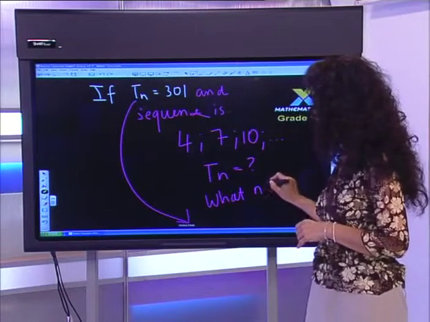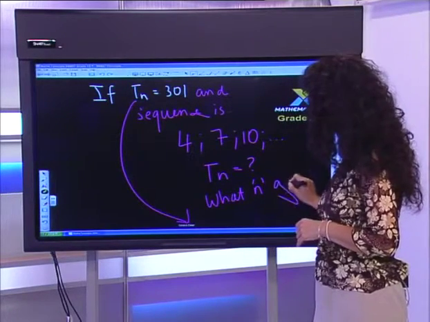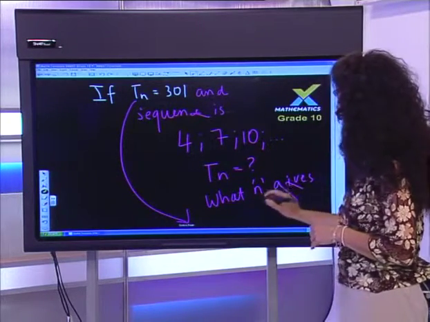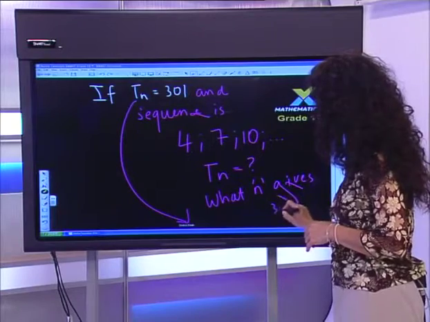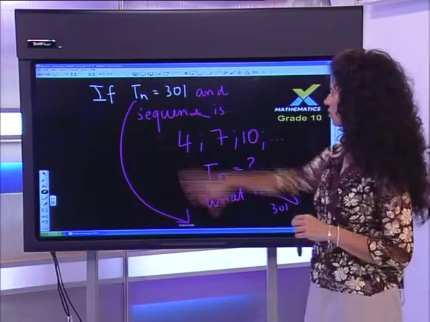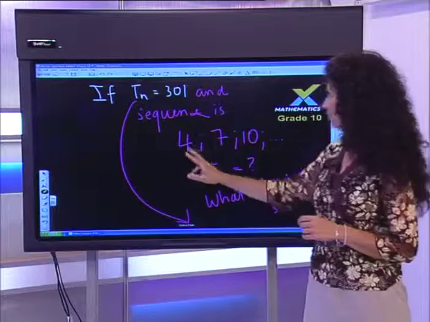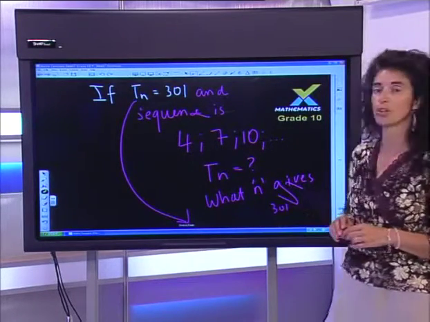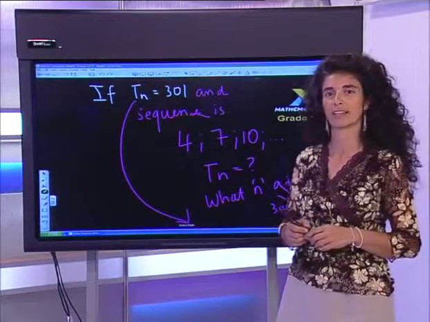What n gives you a term of 301? If Tn is 301 and the sequence is 4, 7, 10, what is n that gives us 301? And over to Indy so she can take us through that.